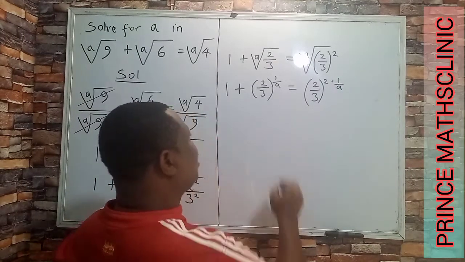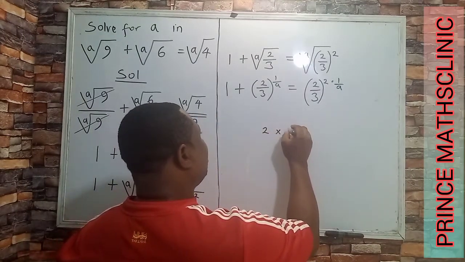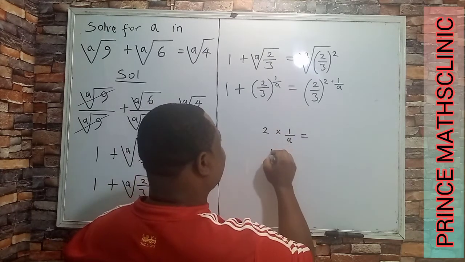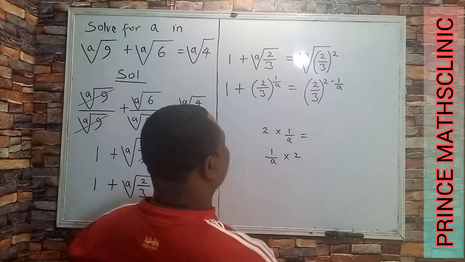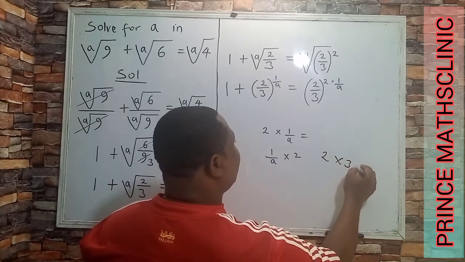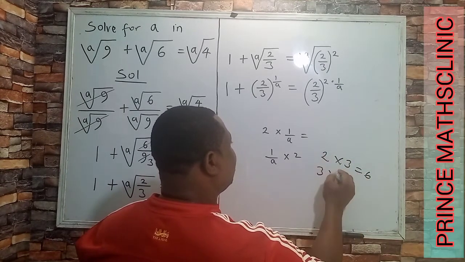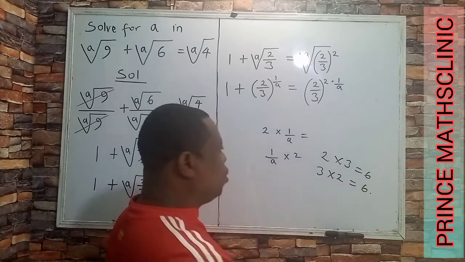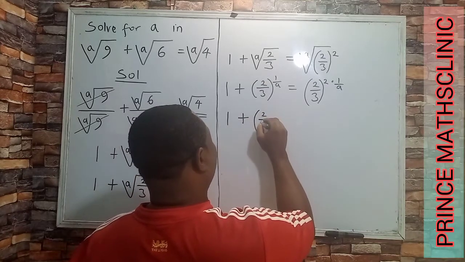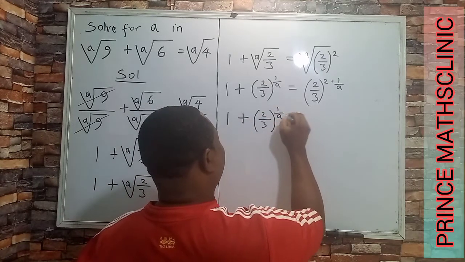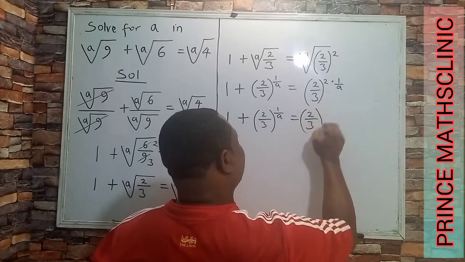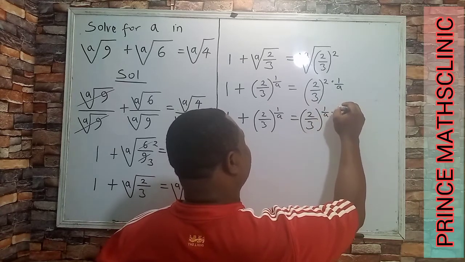Now we know in mathematics that multiplication is commutative, so it means that I can say 2 times 1 over a is the same as 1 over a times 2. They are both the same thing, they will give us the same result. It's like saying 2 times 3 gives us 6, and if you bring 3 to the front and say 3 times 2, it still gives you 6. So using that, 1 plus 2 over 3 to the power of 1 over a to be equal to 2 over 3, then I'll bring 1 over a times 2.